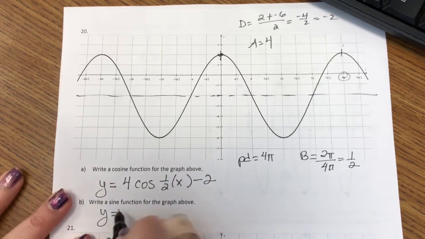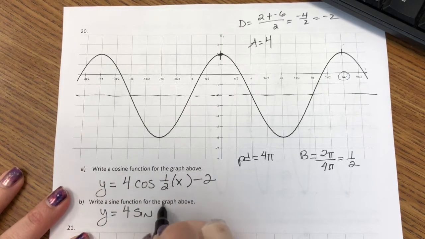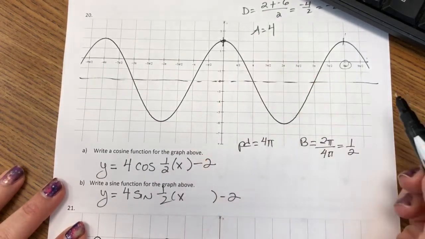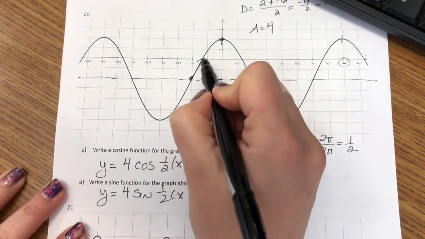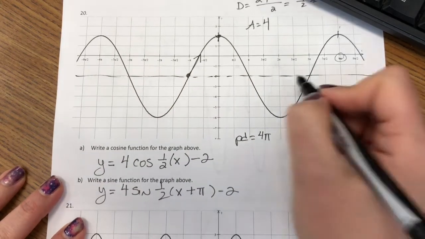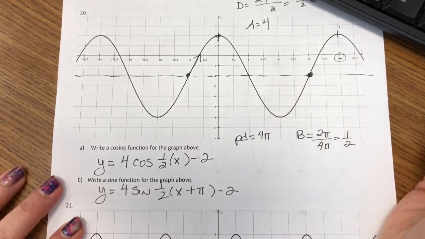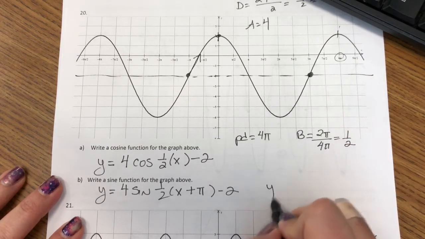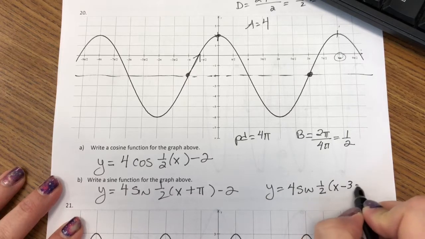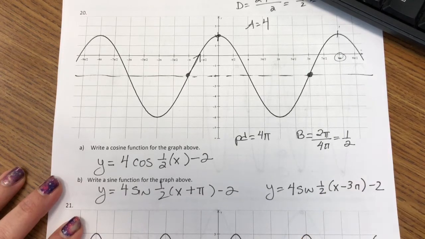So now for sine, everything's gonna stay the same, but I have to find my horizontal shift value. So sine starts in the middle and goes up. So that's to the left pi. You could have also picked to the right 3 pi and gotten that answer.